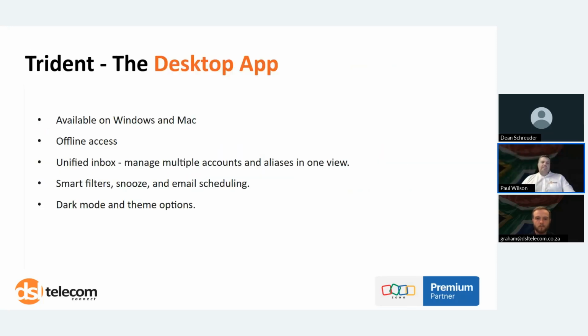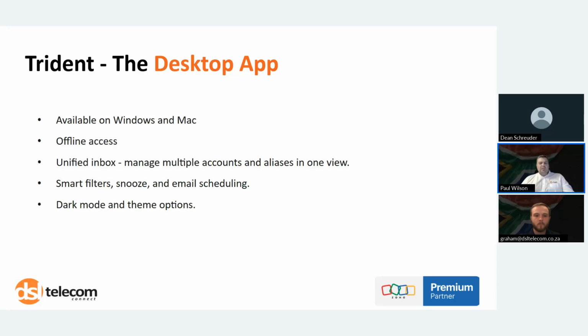Okay, so first let's talk about Trident, the desktop app. First, it's available on Windows and Mac. I think there's a Linux version too, if I'm not mistaken. So it's available on any platform. One of the nice things about the Trident desktop app is it does give you offline access. So this means that you can work on your emails. If you're jumping on a flight, you can use Trident to write your emails, draft your emails, and as soon as you get back onto an internet connection, those emails will then be sent.